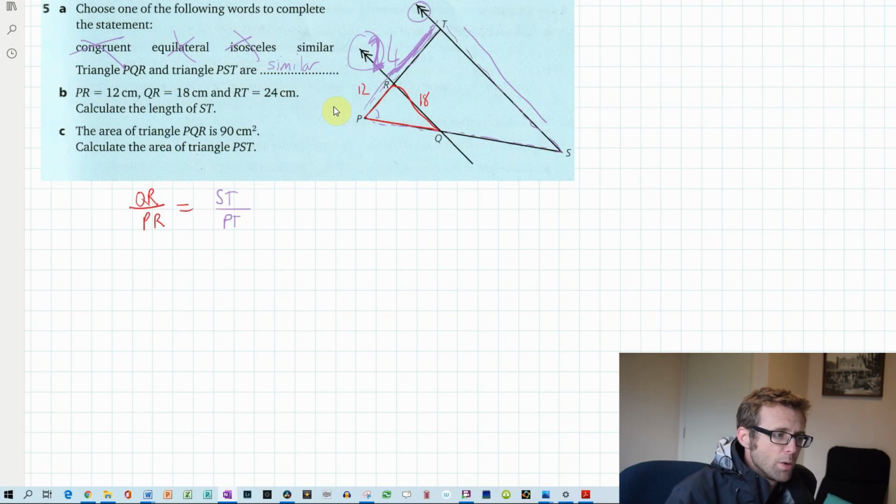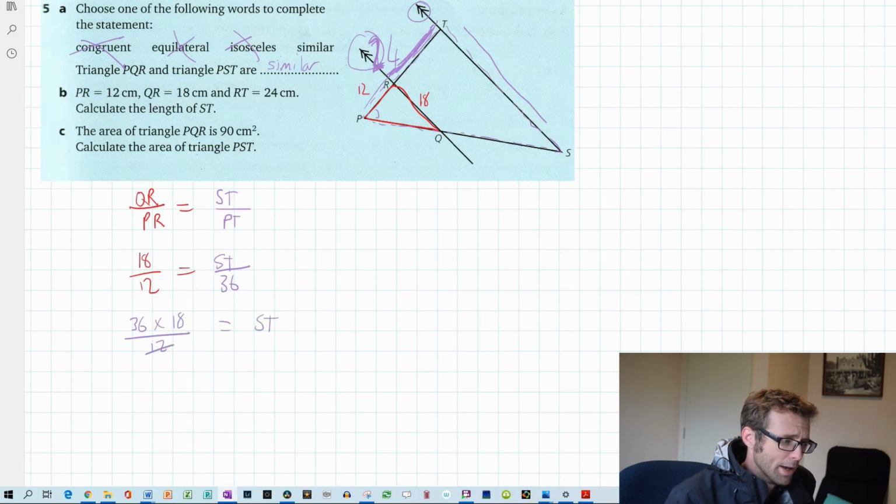So let's put in what we know here. We know QR is 18, and we know PR is 12. And then let's see what we know. We're trying to find out ST, so I can stick ST here. And let's see, PT is 12 plus 24, which is 36. Okay, now we can simplify this to work out what ST is. So I'm going to say 36 times 18 all over 12 is equal to ST. Cancel 1, cancel 3. So 3 times 18 is 54. That is the length of ST.